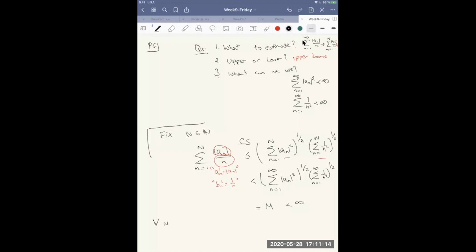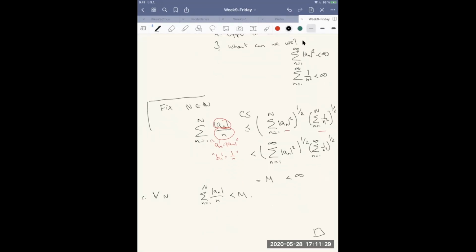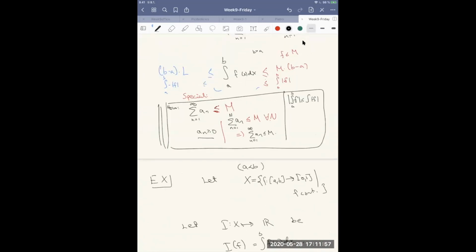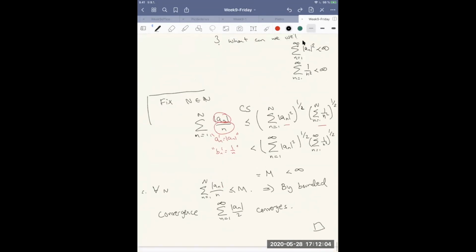So for all N, since N was arbitrary, we've got that the partial sums of the absolute value of a_n over n are less than M. Now, since the partial sums are bounded and the terms are non-negative, we get by bounded convergence that the infinite sum converges. And actually what we get, if we go back to one of these facts about working with infinite sums, is that if you can prove some bound for finite sums, you automatically get that bound for infinite sums.